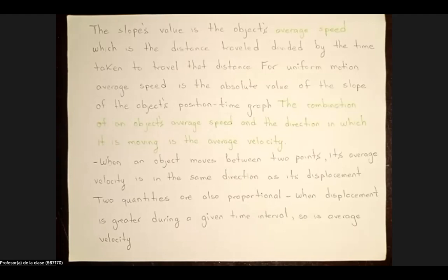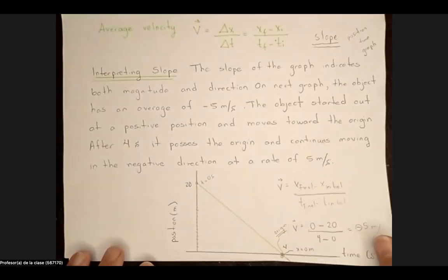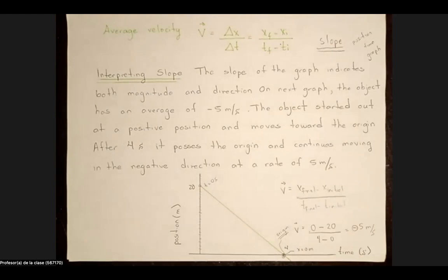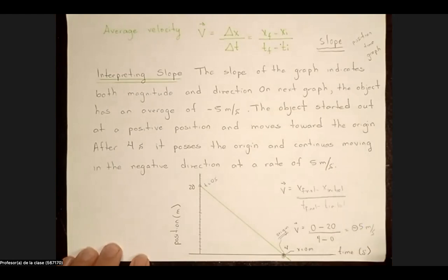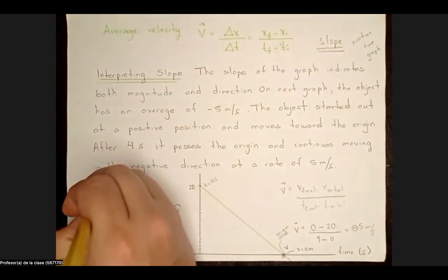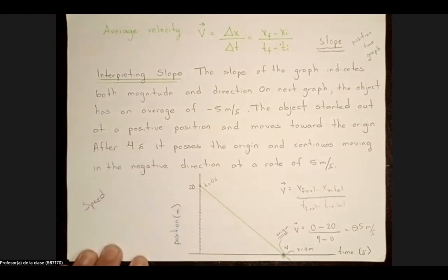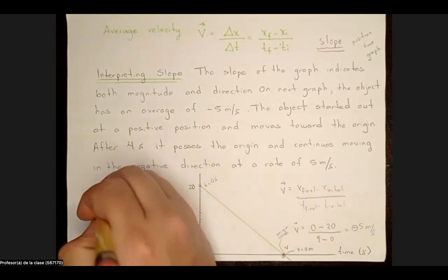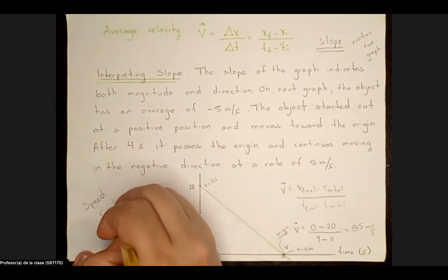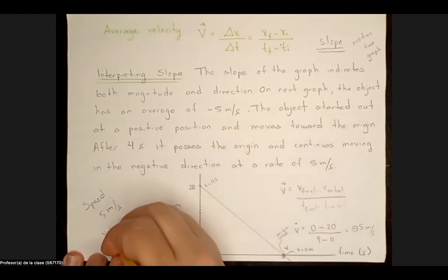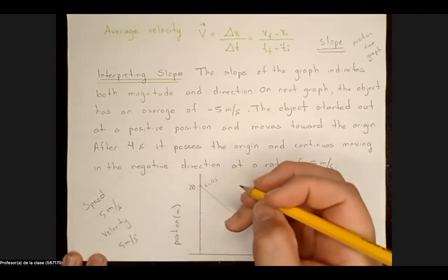So back to the example here about -5. So I calculate the slope. The slope is -5. So if I ask for the speed of the object that is moving, the speed will be 5 meters per second, because the minus represents direction. So the velocity, that will be 5 meters per second.